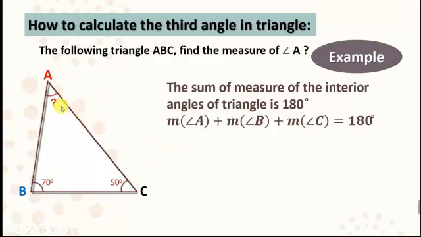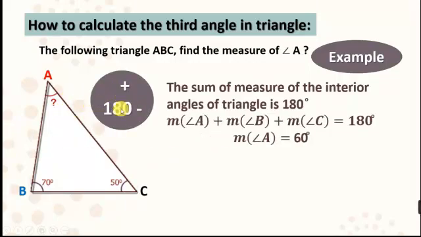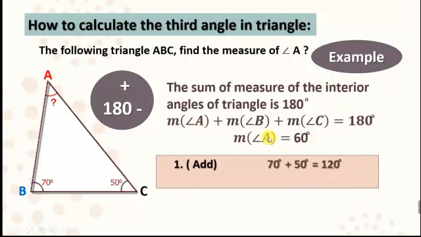How can I get the measure of A? I have two steps to make. The first is plus, and the second step, 180 minus. Plus what? I'm going to add the two angles that I have, 70 and 50. This is the first step. 0 plus 0, 0, and 7 plus 5, 12. So I got 120 degrees.